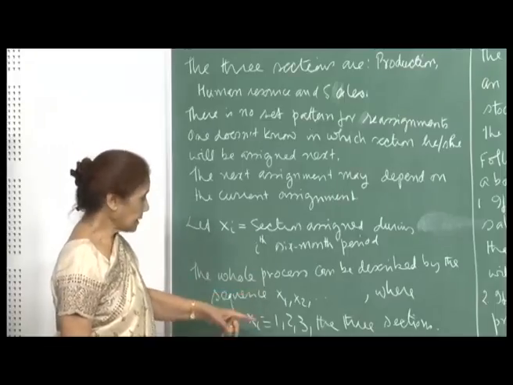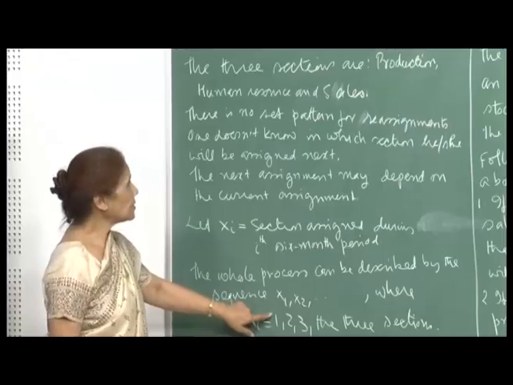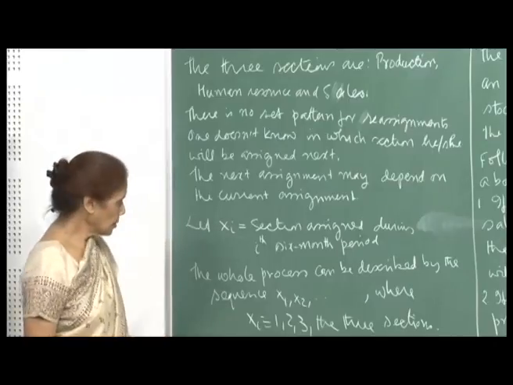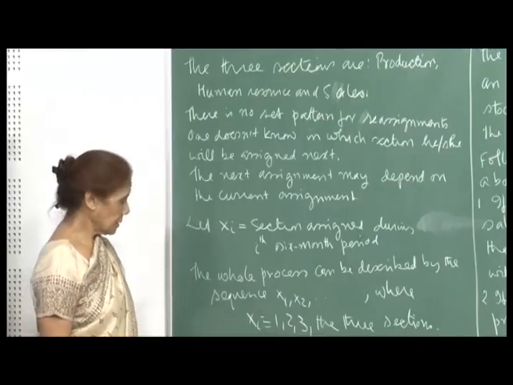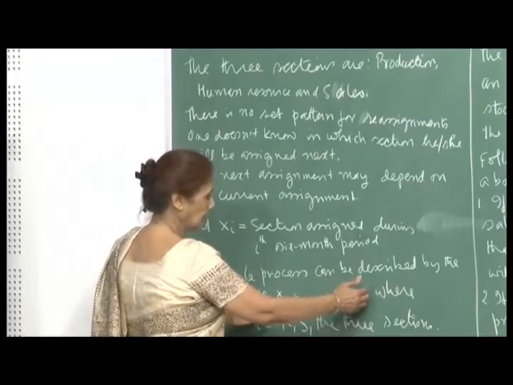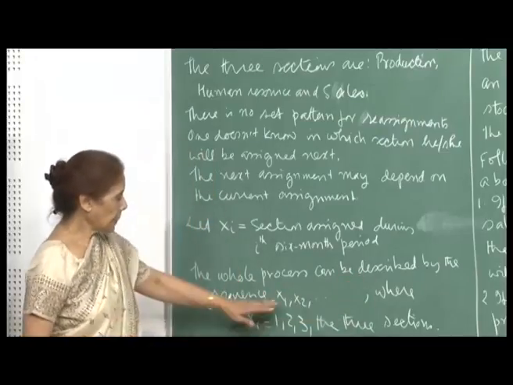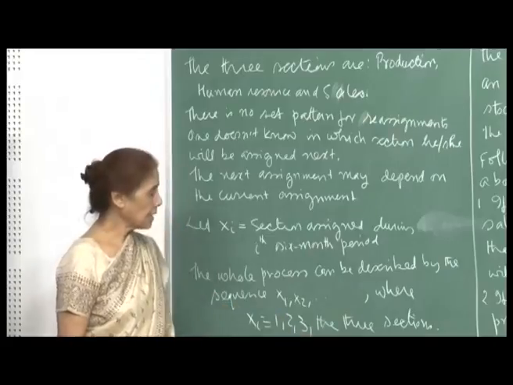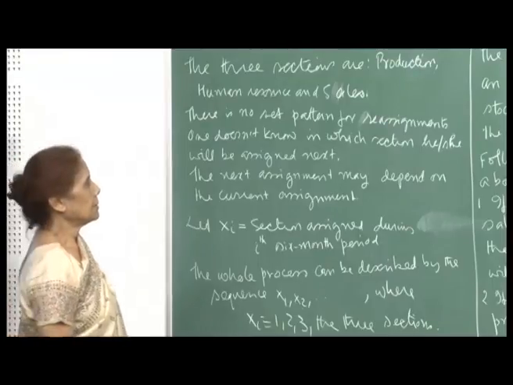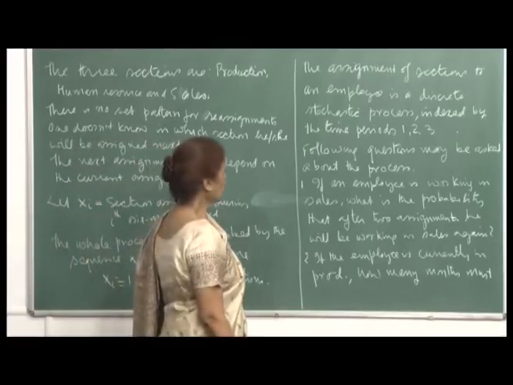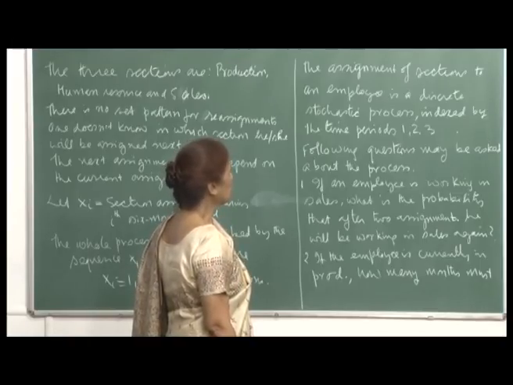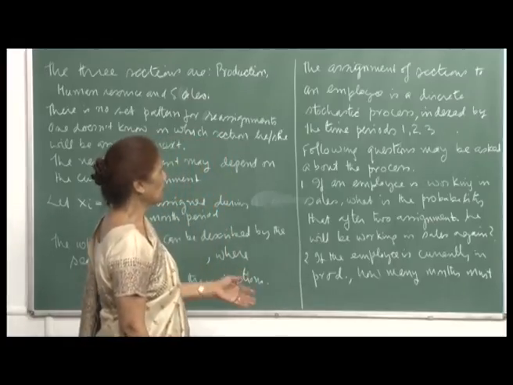So, let us number the 3 sections. The first section is production, the second section is HR, human resource, and the third is sales. So, xi can take 3 possible values, whichever the 3 sections. If you like, you take it up to x10. That means over the 5 years, the sequence x1, x2, x3 up to x10 will tell you the sections to which the particular employee has been assigned, right. So, this assignment of sections to an employee is a discrete stochastic process, and it is indexed by the periods 1, 2, 3 and so on, right.